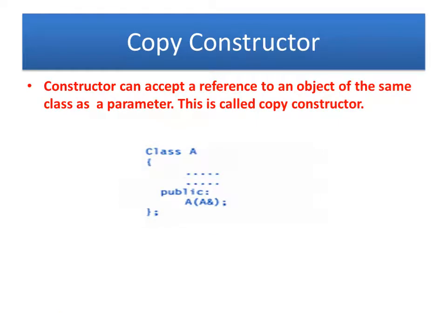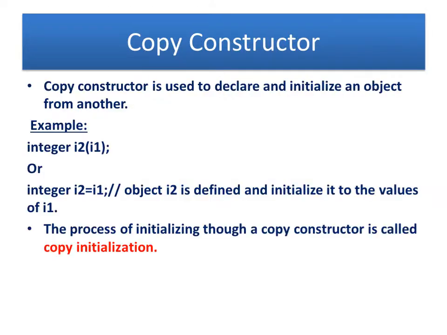Next is the copy constructor. As I told earlier, the constructor is going to accept the reference of an object of the same class. See here, class A is the class name, and the constructor name A we have declared. Inside that we are passing the reference, A ampersand, which means the address of that particular object. Again, the copy constructor is going to declare and initialize an object from another.